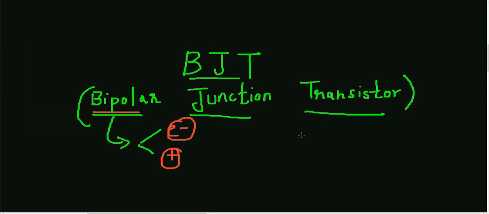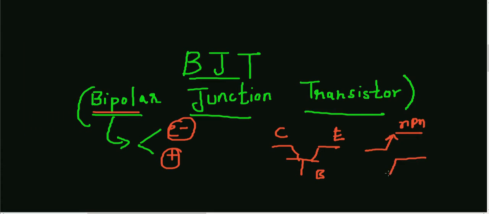Now we know that the BJT is a three-terminal device. One of the terminals is the collector, one is the emitter, and the other one is the base. When the emitter terminal arrow is outside, it is NPN, and when the arrow is inside, it is PNP.